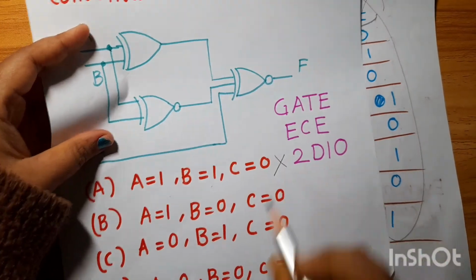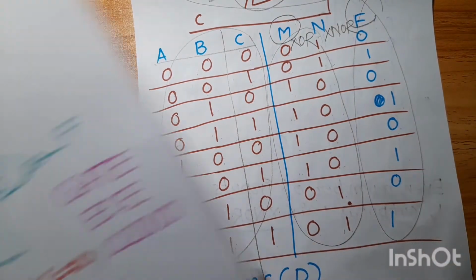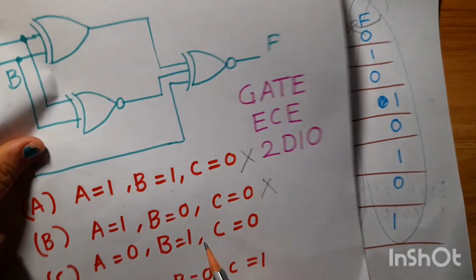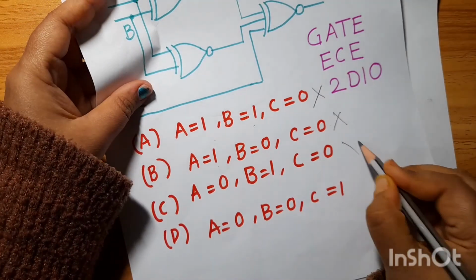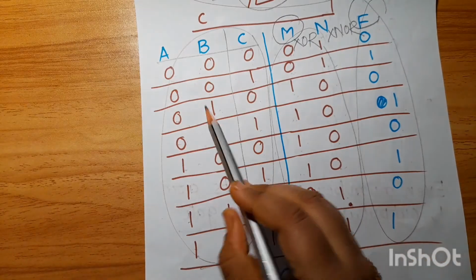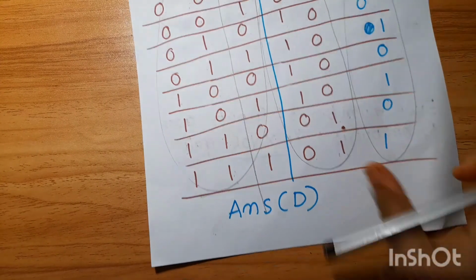So this one, cross. 1, 0, 0, 1, 0, 0, 0. Cross. 0, 1, 0, 0, 1, 0, 0. Cross. 0, 0, 1, 0, 0, 1, 1, tick. Answer is D.